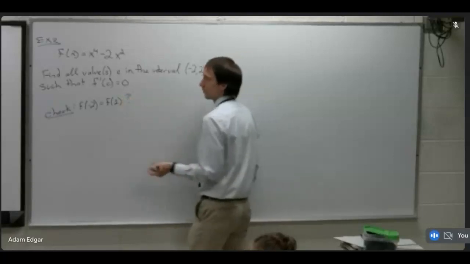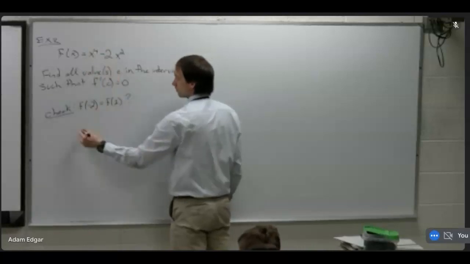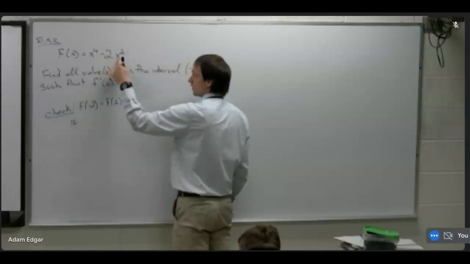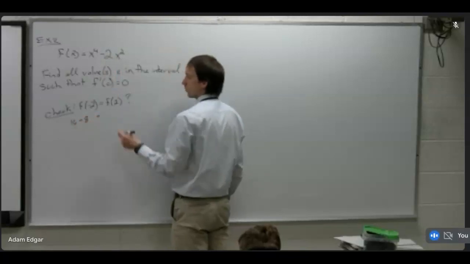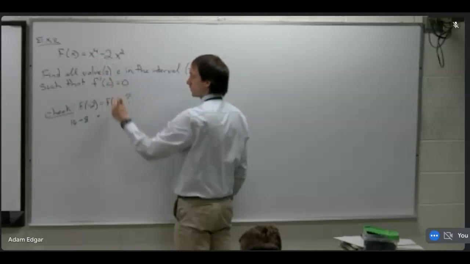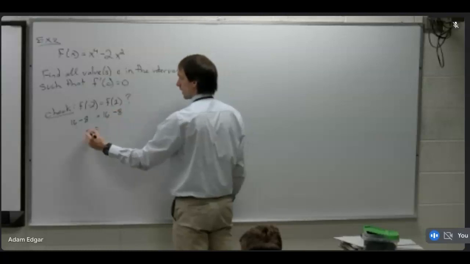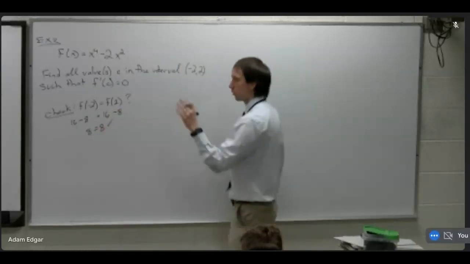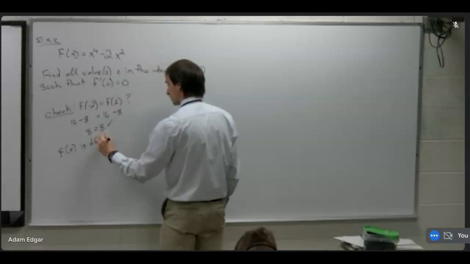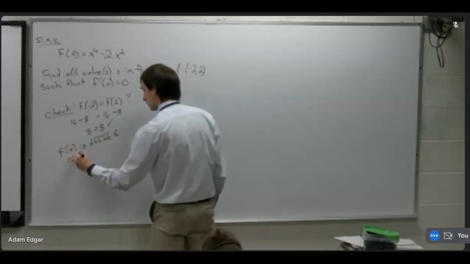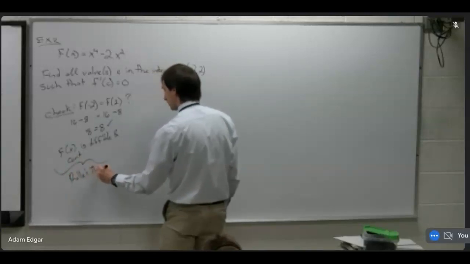So if you plug in -2, what do you get? What's -2 to the 4th? 16. What's -2 squared? Times 2 is 8, so -8. Over here, when you do +2, 2 to the 4th is 16, minus 2 times 2 squared is -8. So we got 8 equals 8. Check. All right. So between that and f of x is differentiable and continuous, we can say Rolle's theorem applies.